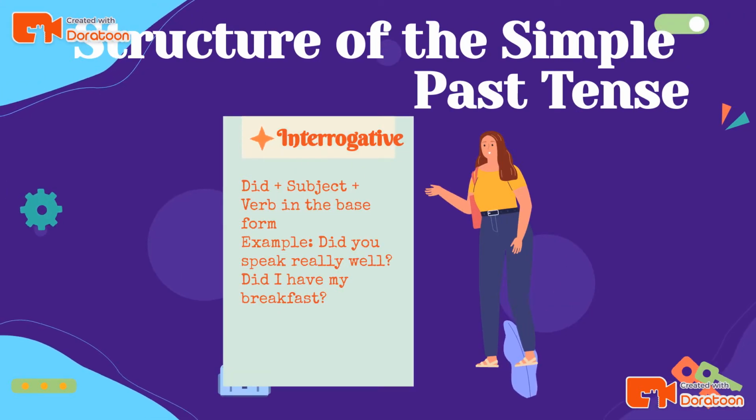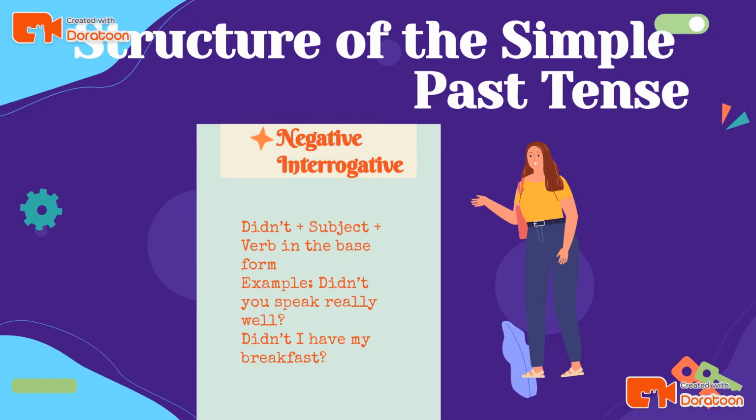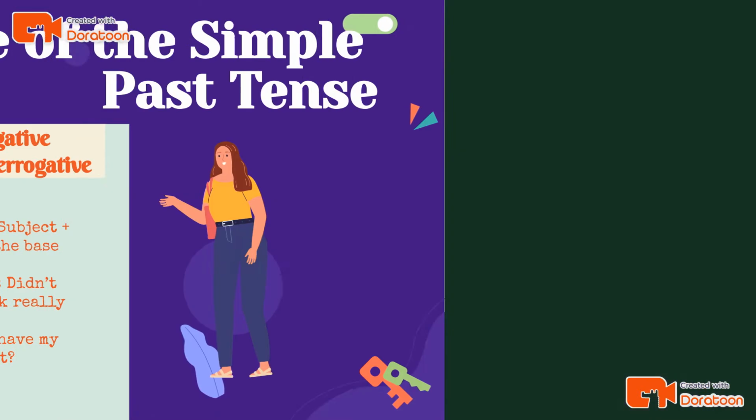Interrogative. Did plus subject plus verb in the base form. Example, did you speak really well? Did I have my breakfast? Negative interrogative. Didn't plus subject plus verb in the base form. Example, didn't you speak really well? Didn't I have my breakfast?